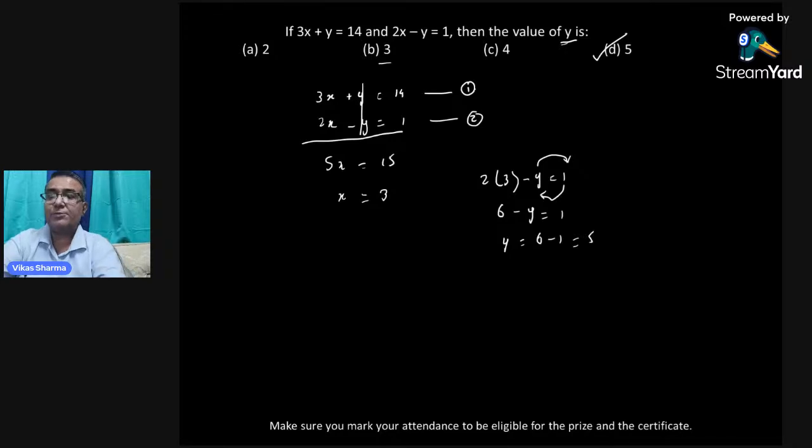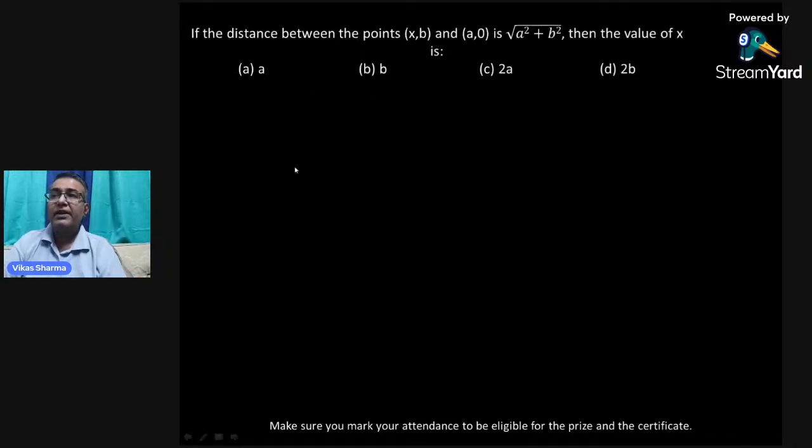Let's move to the next question that we have. The next question is, if the distance between the points (x, b) and (a, 0) is square root of a square plus b square, then what is the value of x? Is it going to be x is equal to a, or x is equal to b, or x is equal to 2a, or x is equal to 2b?